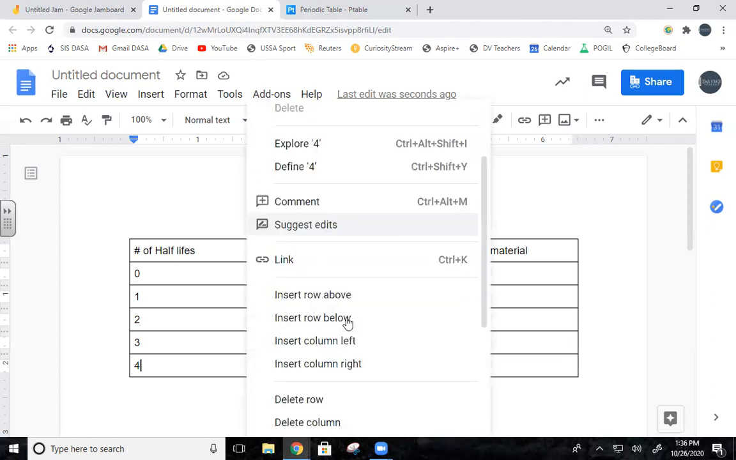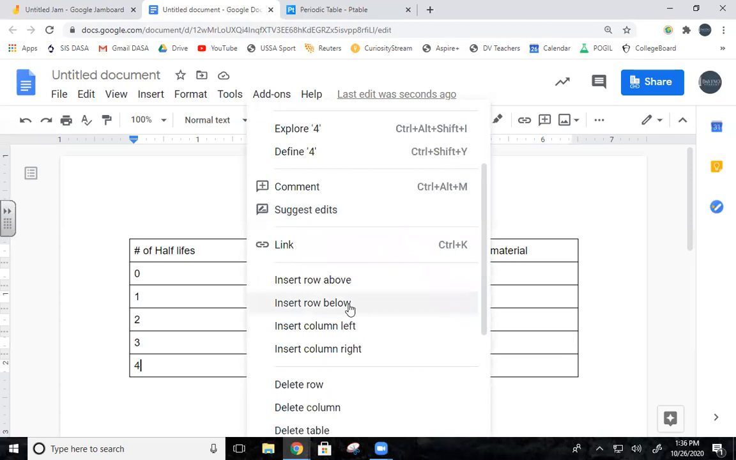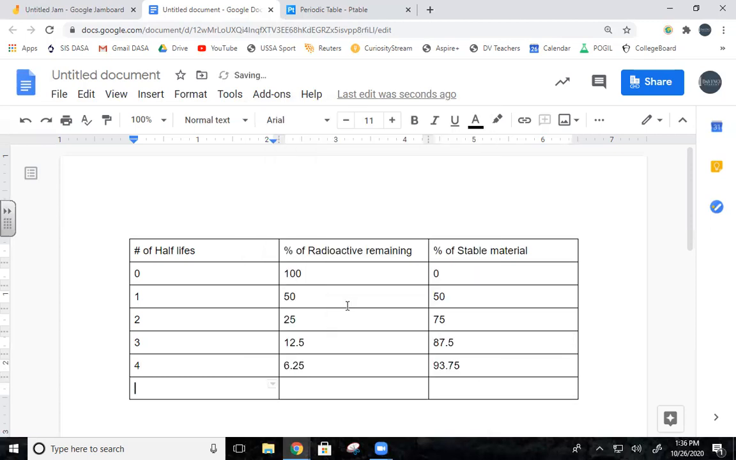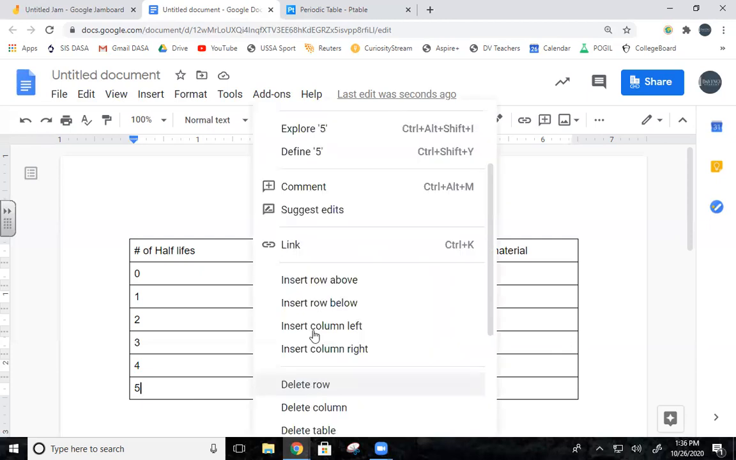I'm going to insert a row because we're going to do 5. How would you do that? You right click, or using a Chromebook, you use 2 fingers to click on it, and then insert row below. So you right click and then insert row below right here. I am smart.